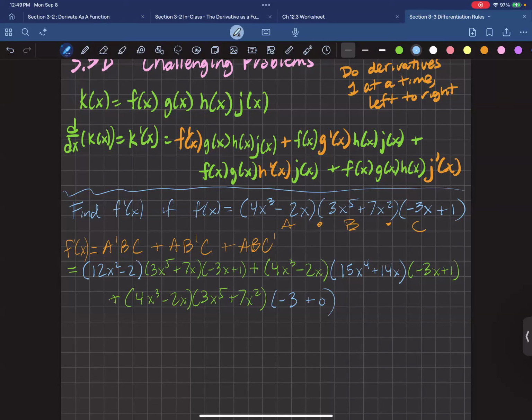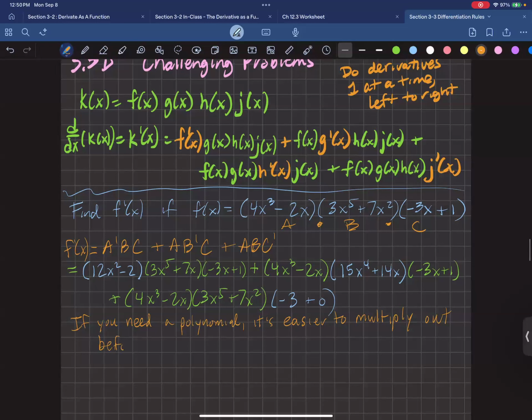Again, if you need one big polynomial, not broken up like this, it's easier to do so ahead of time. It's easier to multiply out before taking the derivative. In fact, it's always easier to multiply it out first with the polynomials.